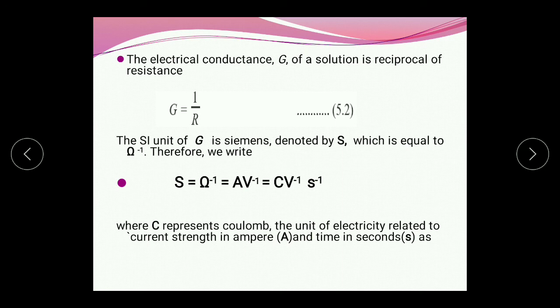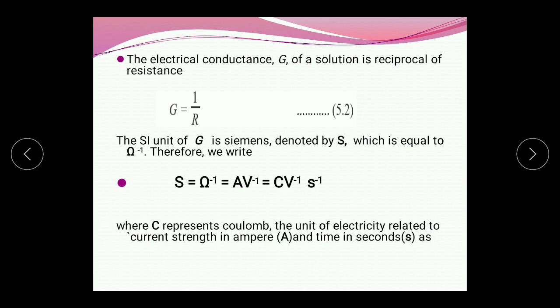Like R, we said the unit of R is omega. Like that, the SI unit of G or conductance is Siemens, which is denoted by capital S, which is equal to per omega. Naturally, because it is the reverse of resistance, the unit is omega raised to minus 1, or per omega. Therefore, we write Siemens, S, equal to per omega.